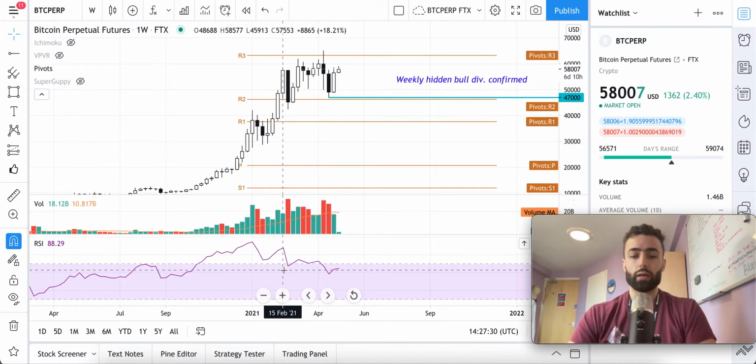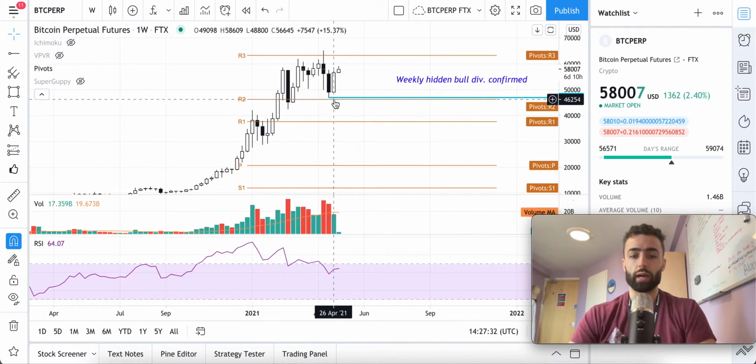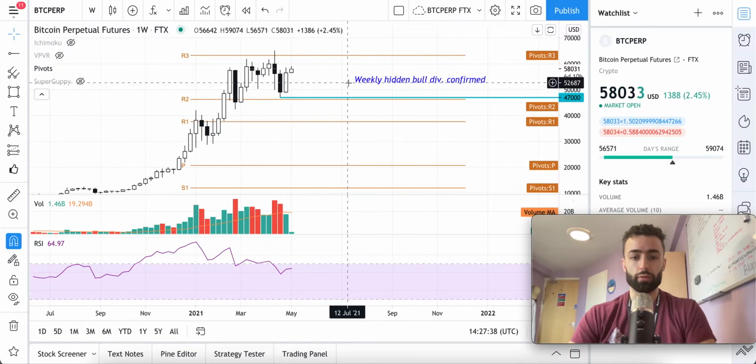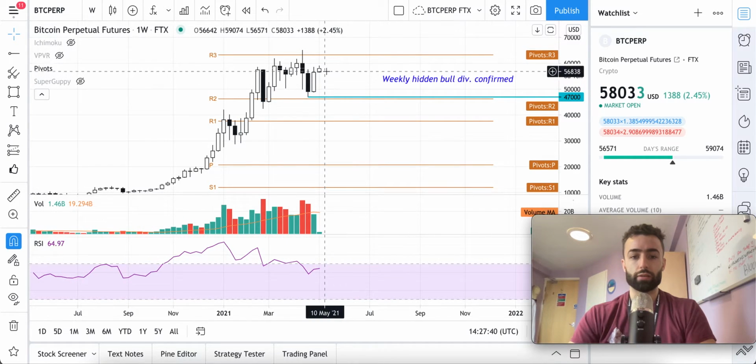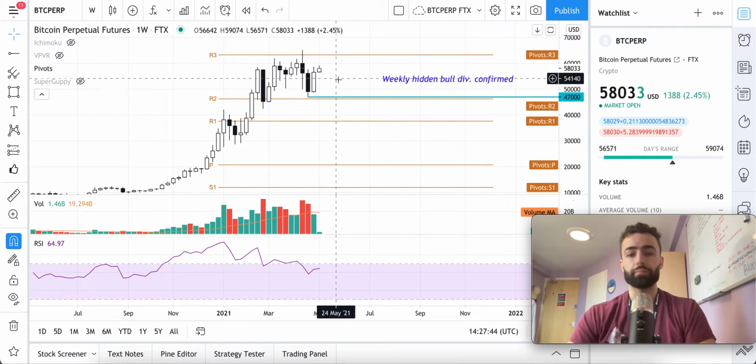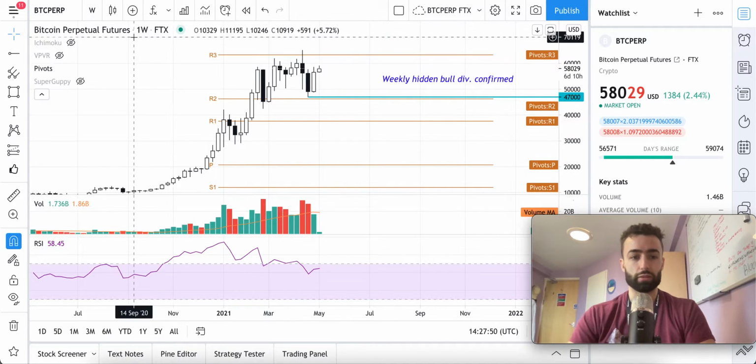as on the weekly time frame we just confirmed a weekly hidden bullish divergence here, with a higher low in price and a lower low in the RSI. Last week we had a pretty bullish candle that closed out, and you can see this week, ever since we opened up, we've traded up from that point. So the next weekly resistance level for us is going to be this R3 pivot, which is at 63.2.